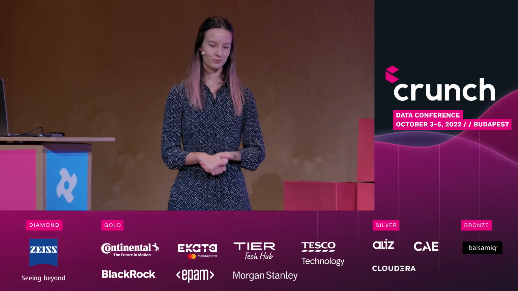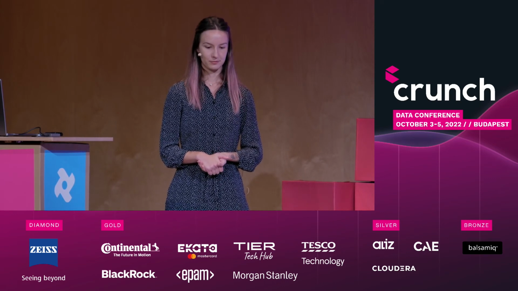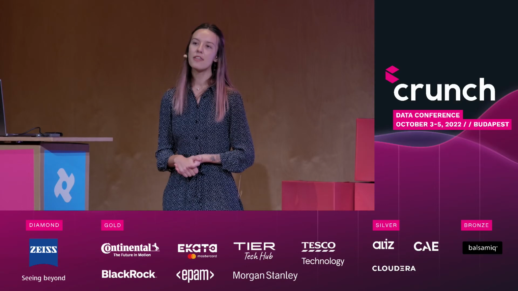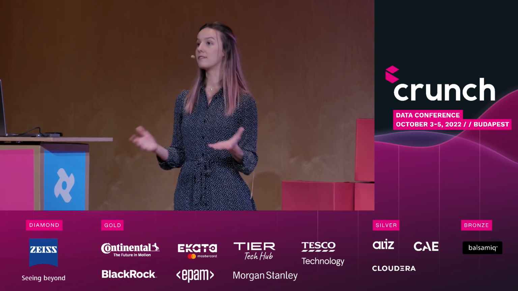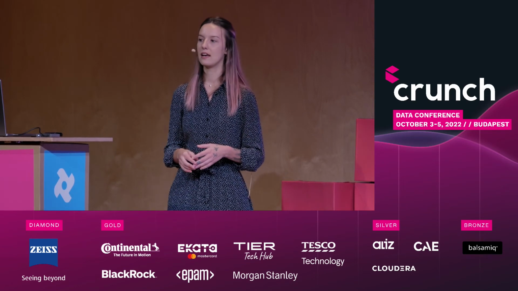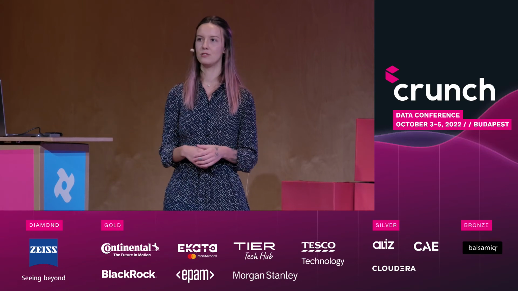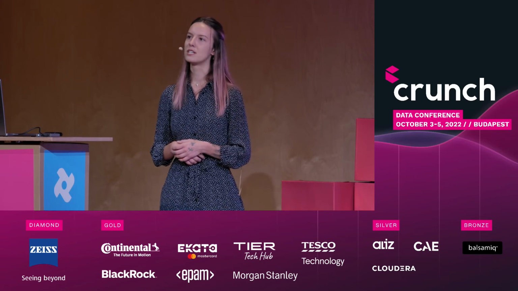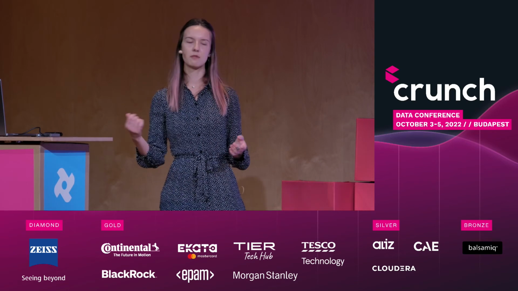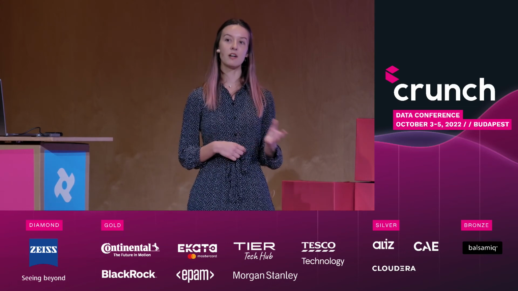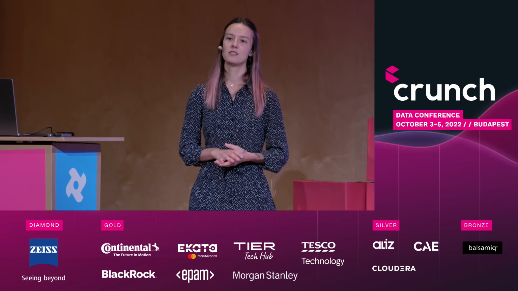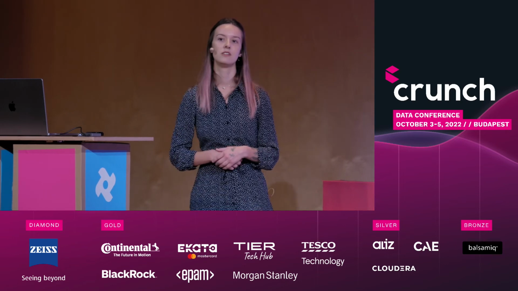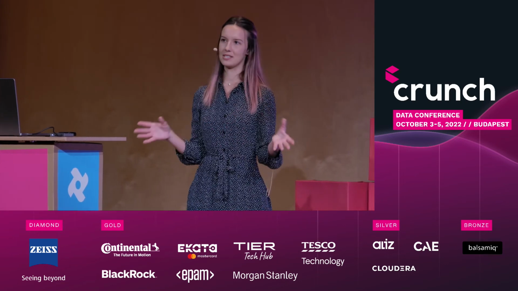Our next question. What about governance of deployment models, strategies for cleaning up trash? This is a great question. So I think a lot of this depends on what infrastructure you're running on. If I'm running it locally, I just have to Control-C, and it ends the model. It might look different for different cloud providers, and it'll probably look different if you're on-prem or in a public cloud. So I would say look at your infrastructure and how that is built to handle different API endpoints, because it's not a one-size-fits-all answer.